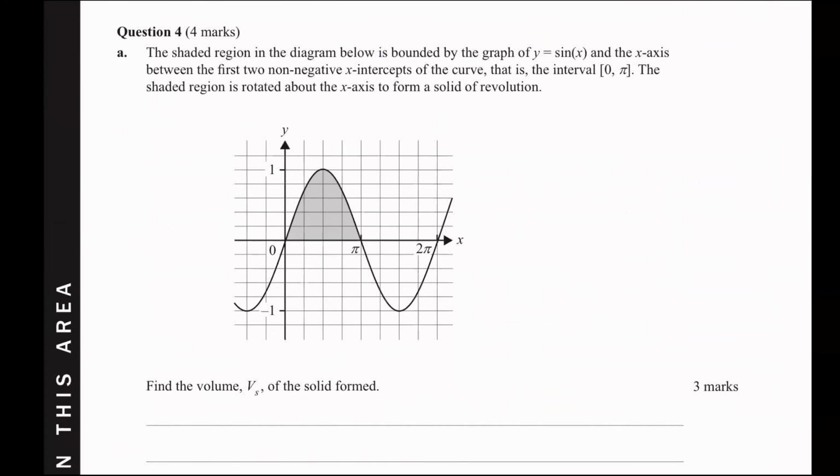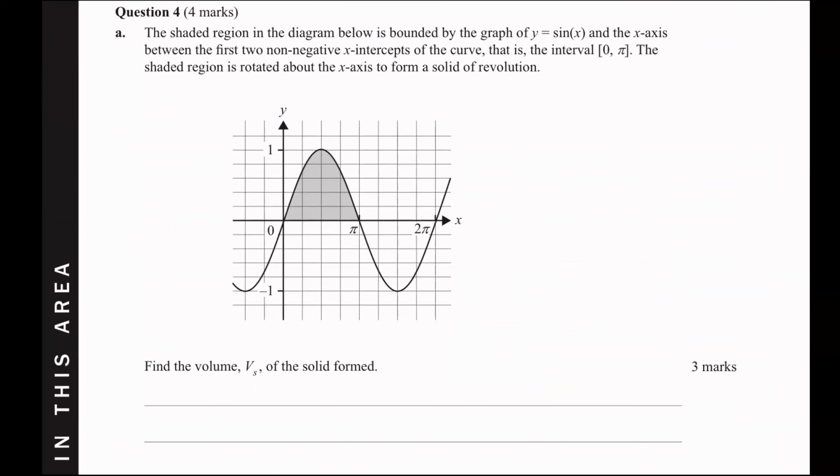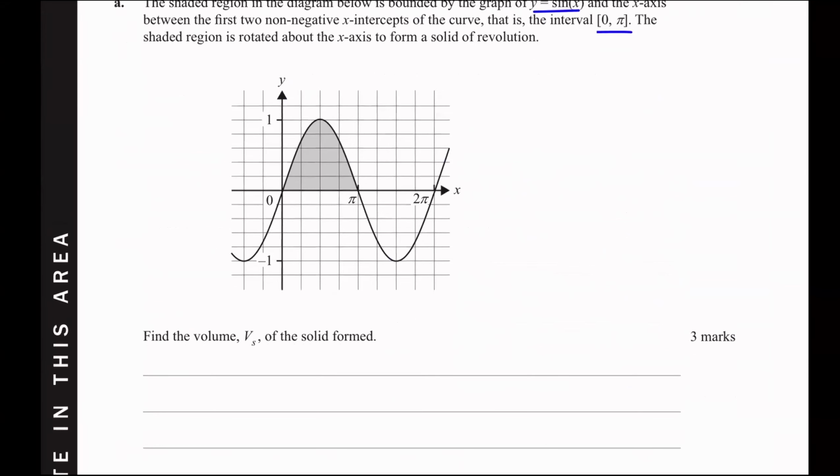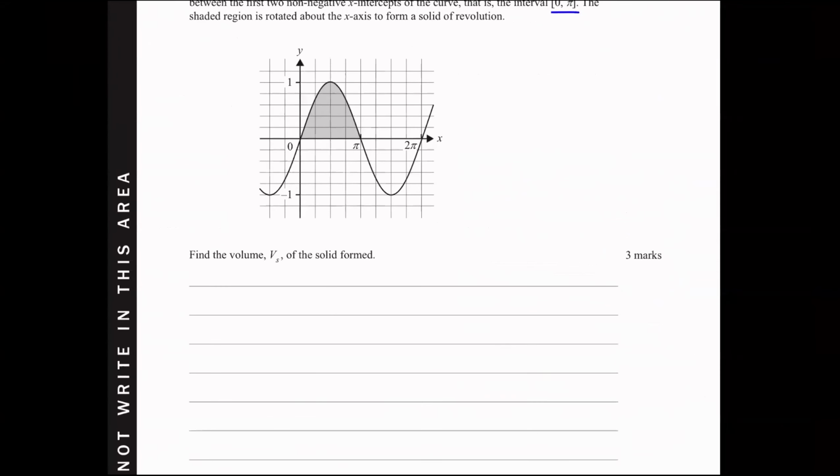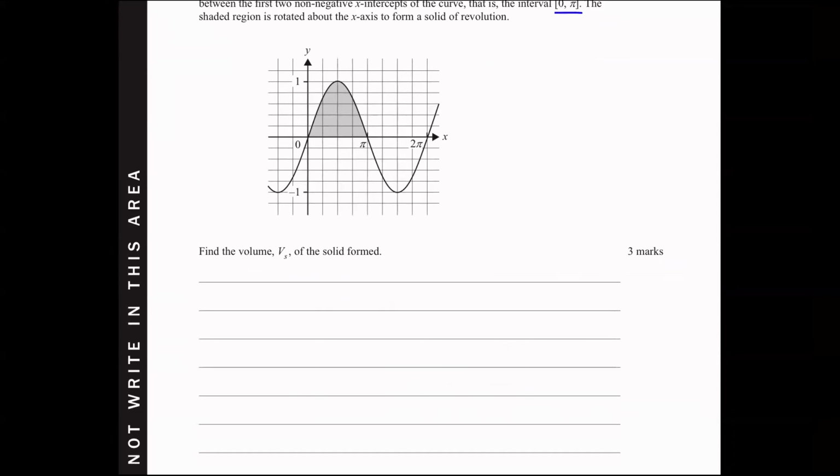Let's move on. Question 4. A shaded region in the diagram below is bounded by the graph of sine x and the x-axis between 0 and pi. The shaded region is rotated about the x-axis to form a solid of revolution. Find the volume Vs of the solid formed. So we have Vs equals pi integral 0 to pi sine squared x dx.